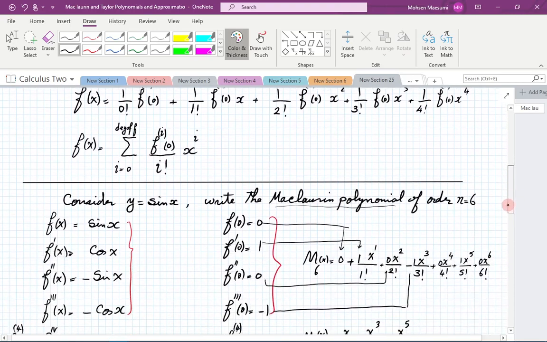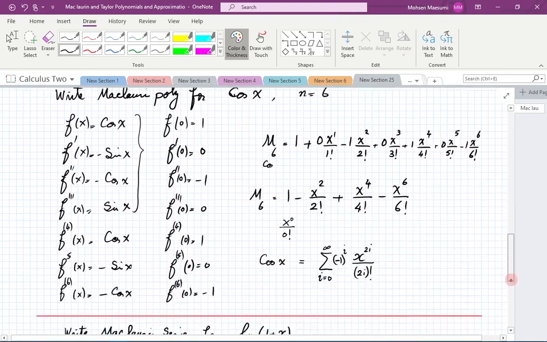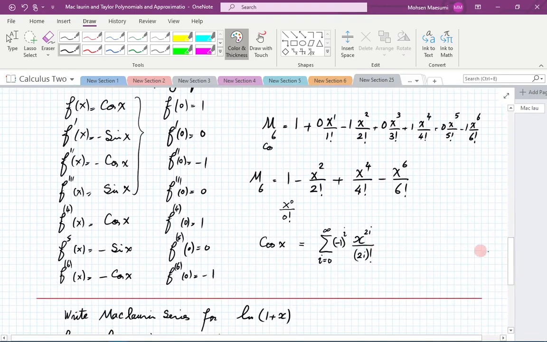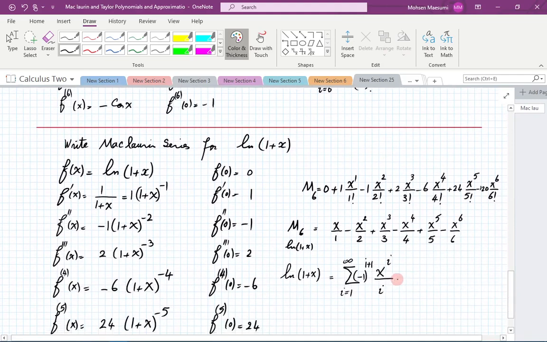We tried it for sine of x. So sine of x, we have this Maclaurin series. Cosine of x, we tried this Maclaurin series. And the logarithm of 1 plus x, that was this series. Well, many doors open, and we have many new horizons to look at and answer a large number of questions.